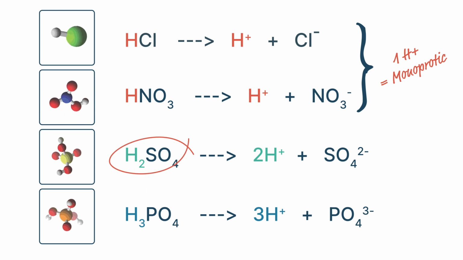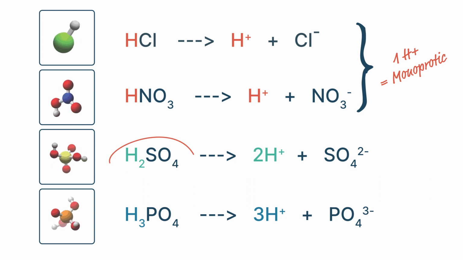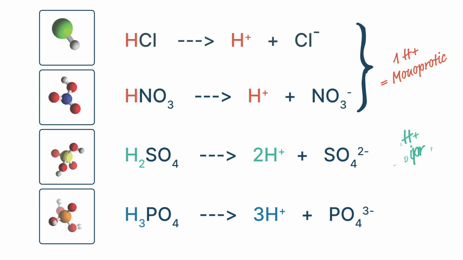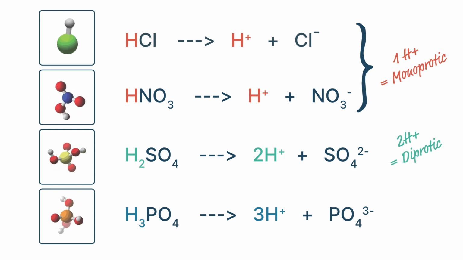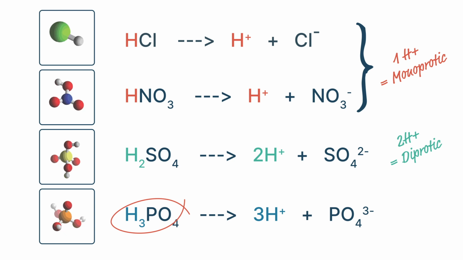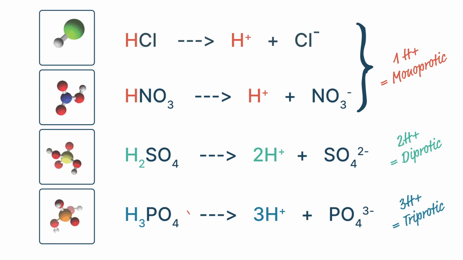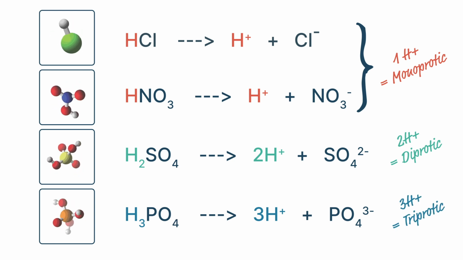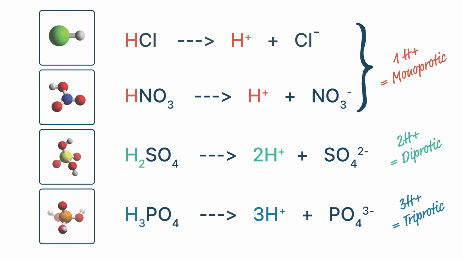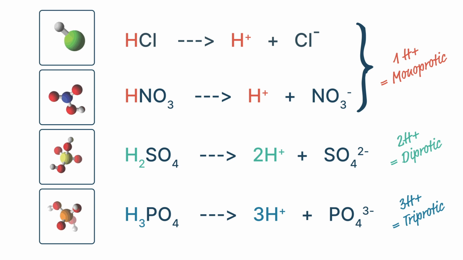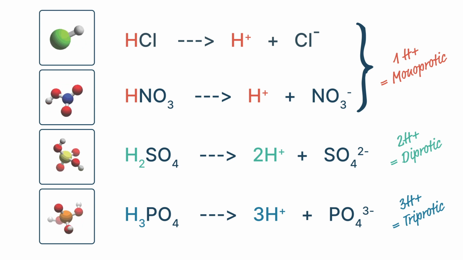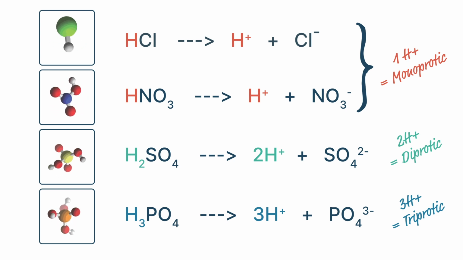Since 1 mole of sulfuric acid dissociates to produce 2 moles of hydrogen ions and 1 mole of sulfate ions, we refer to it as a diprotic or a dibasic acid. Phosphoric acid dissociates to produce 3 moles of hydrogen ions and 1 mole of phosphate ions, and so we refer to this type of acid as triprotic or tribasic. The proticity of acids is important when we do calculations for reactions between acids and bases, as we shall see later.